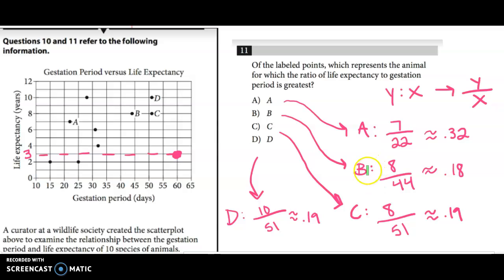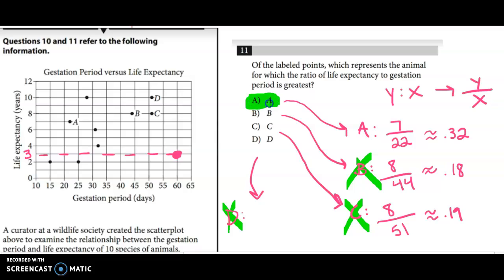And so I really don't need to figure out what that is because I know B is not going to be the answer. Same for C and D. 8 over 51 and 10 over 51, both of those are going to be less than 20% or 0.2. And so I estimated 0.19, but again, of course, those are obviously less than this 0.32 ratio, which point A gives us. So point A is going to be the greatest.